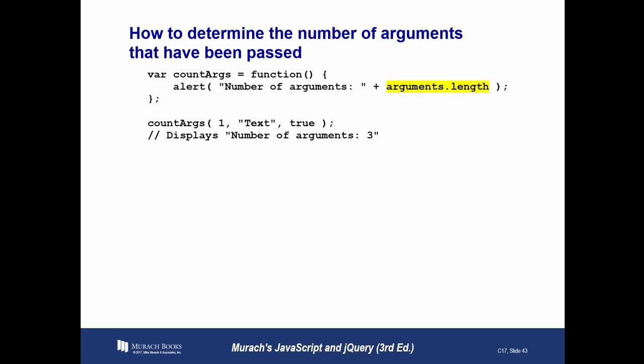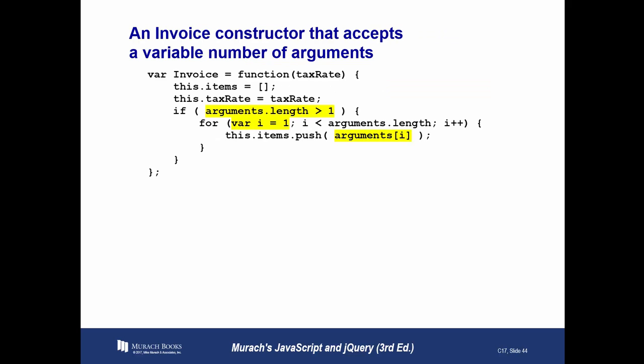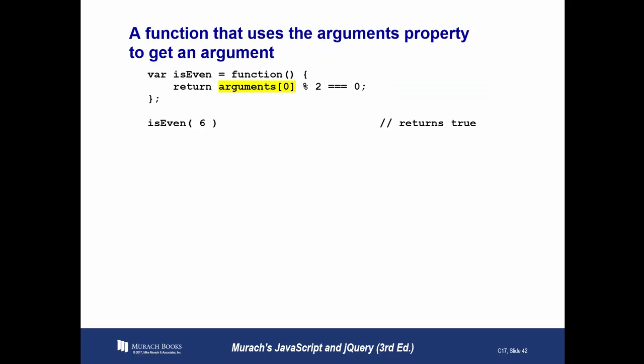However, the arguments property isn't a true array object, so you can't use the typical properties and methods of an array. But the good news is there's a way around this that we sort of talked about before. So the first example that you see here, on the top of page 523, shows how to use the arguments property to access an argument that's passed to a function.